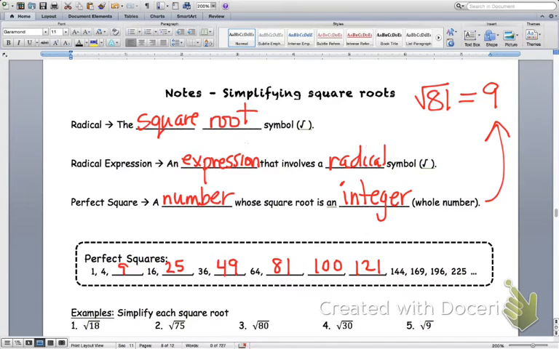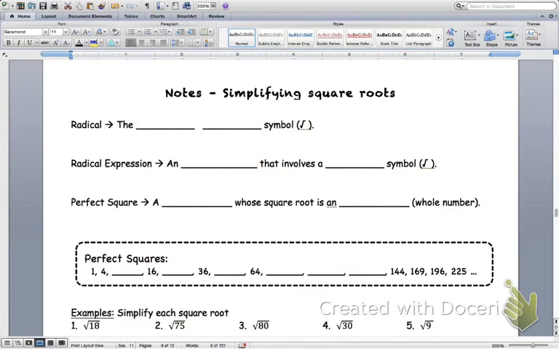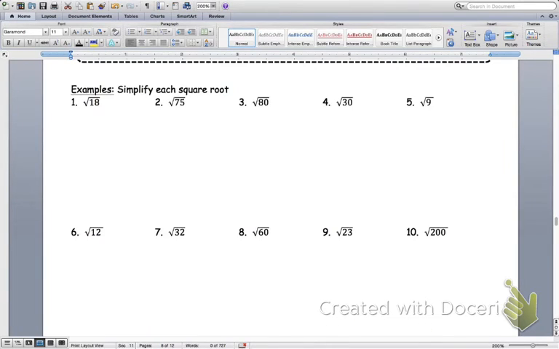So the perfect squares go on forever. That means there's an infinite number of them. But any number not on this list would be considered a non-perfect square. So we need to be able to simplify those as well. So let's go ahead and start our examples. We are going to simplify these non-perfect squares.